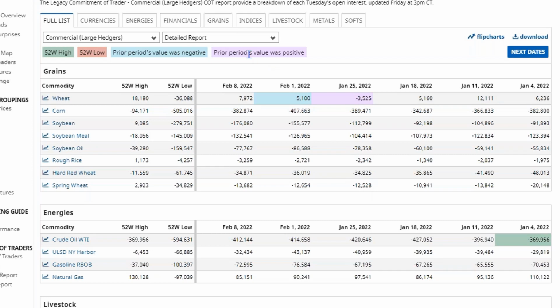If we look at the light purple box, it says that the prior period was positive. In other words, we went from long to short. And you can see here, negative 32.25, and the prior period we were positive 51.60. In other words, they went from a long position to a short position. Okay.